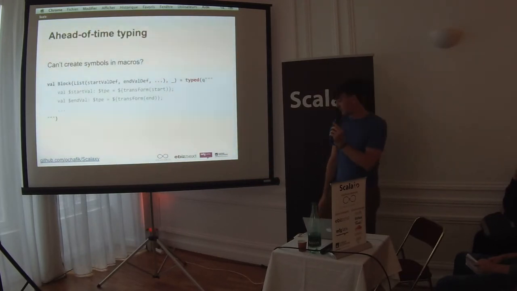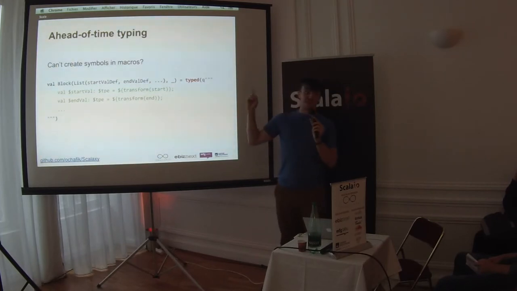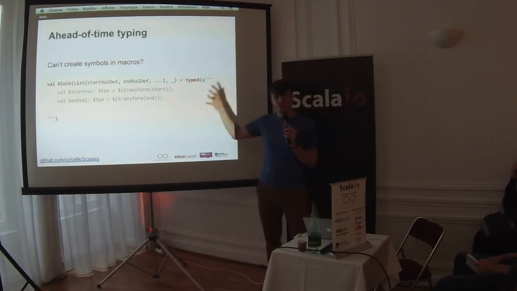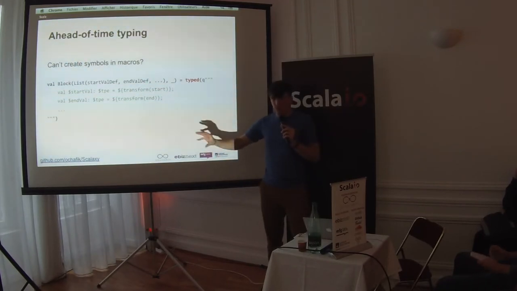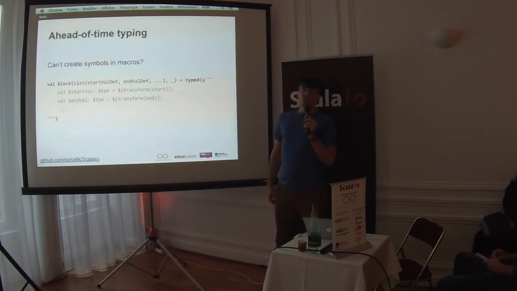Another hack that's used in Scalaxy is ahead-of-time typing. As I said, we need to put types on everything we output because the typer is not going to pass after us. And we also need to create symbols. If you create a variable somewhere, it needs to have an identity, and that's part of the typing. The problem is macros don't currently expose an API to create symbols.